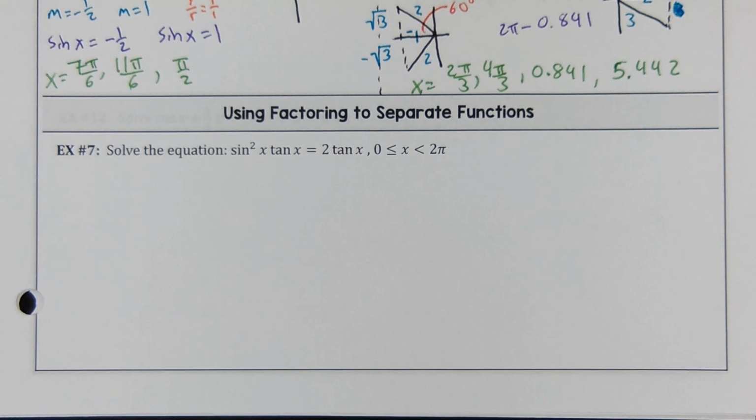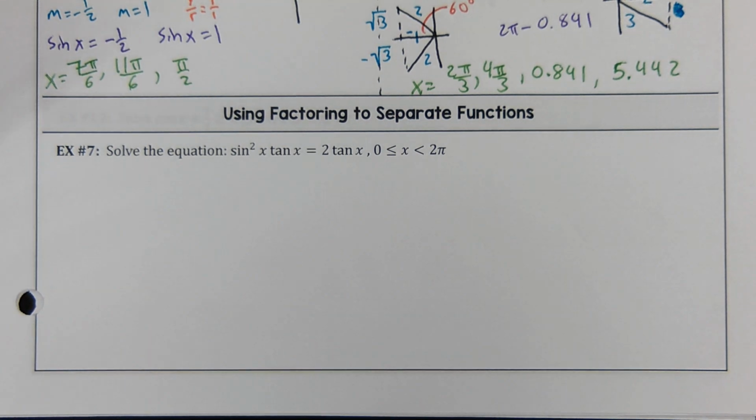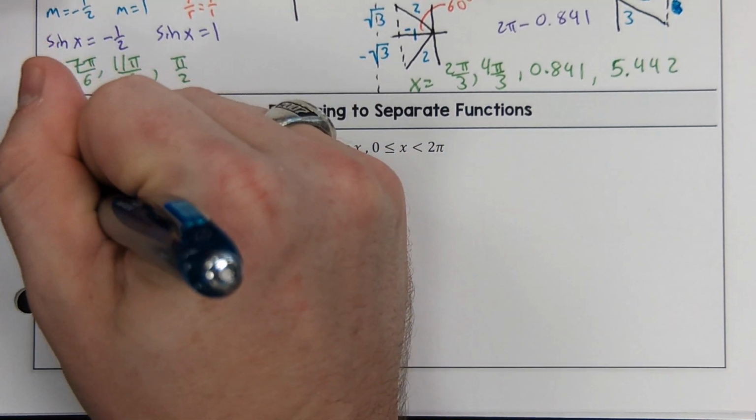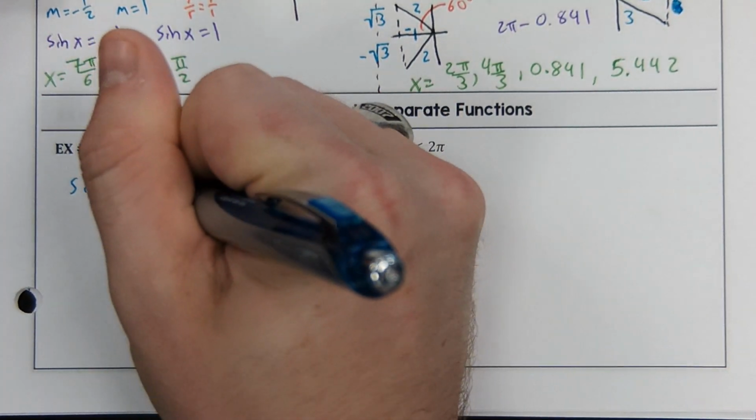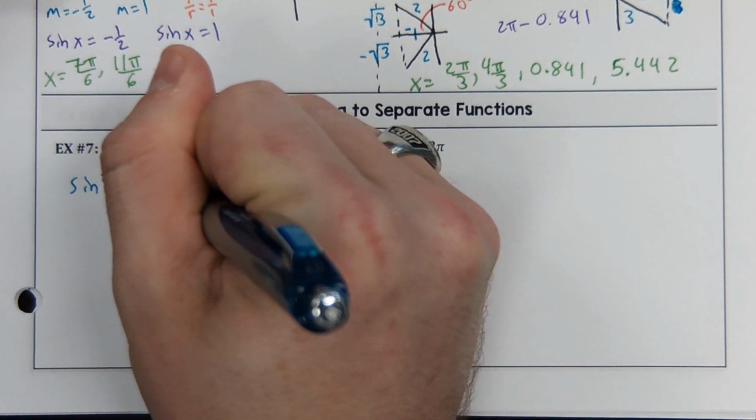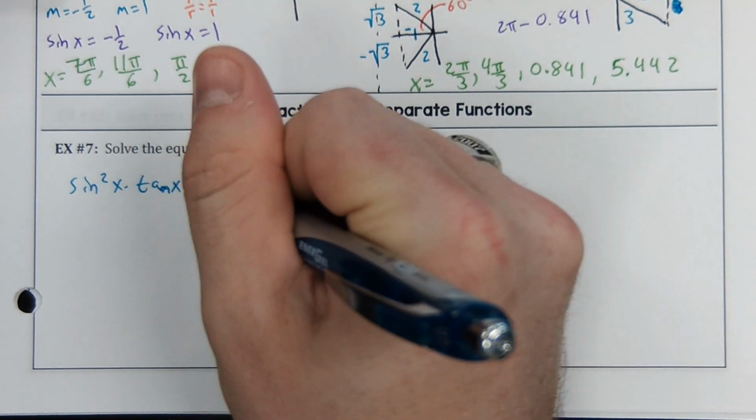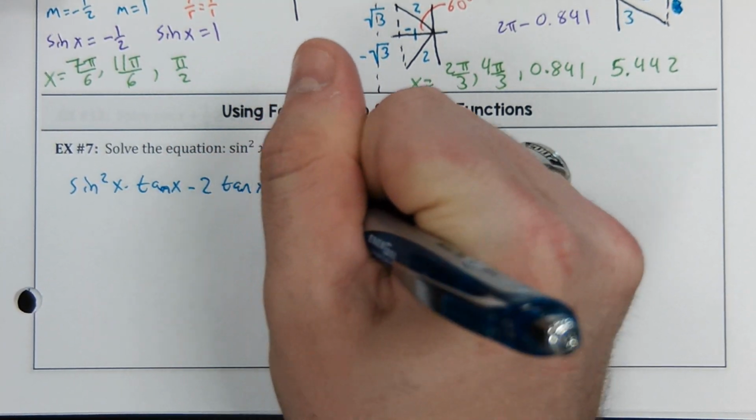Now, we are trying to solve for x. Someone give me an idea on how to start this. Subtract what? 2 tangent x. Okay. So I'm going to subtract 2 tangent x from both sides. I'm going to get sine squared x times the tangent of x minus 2 tangent x equals 0.